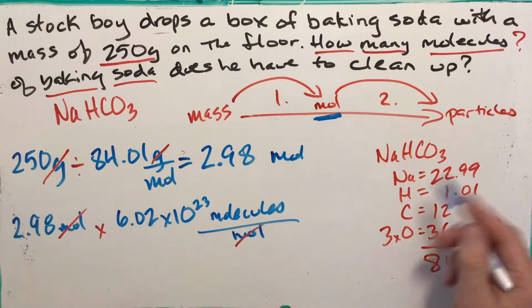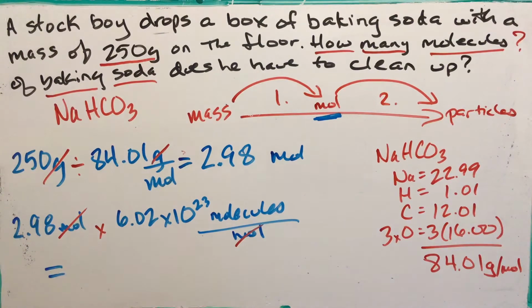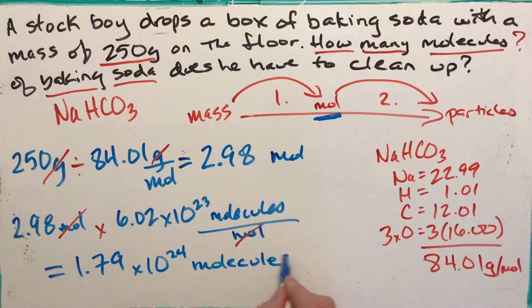I put it here normally, but I worked that out here. So my final answer is 1.79 times 10 to the 24 molecules. So that's how many molecules of sodium bicarbonate, or baking soda, are on the floor if all 250 grams end up spilling out of the box. All right, so this is our final answer.